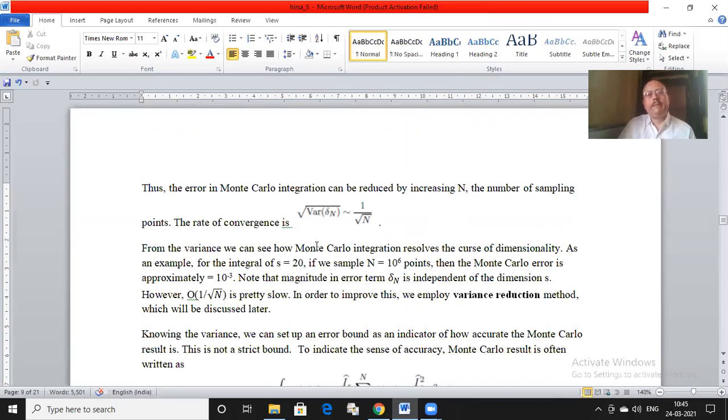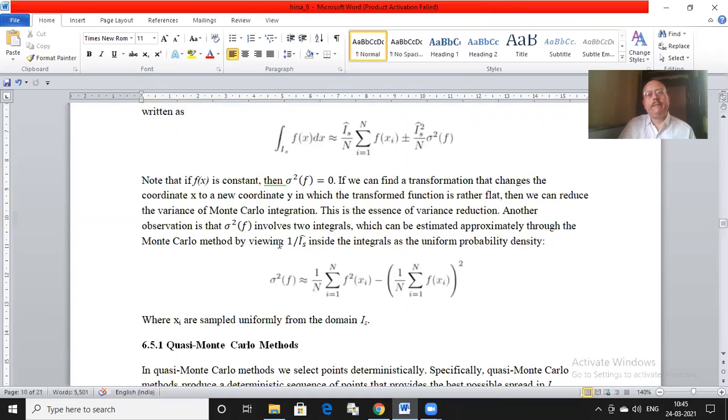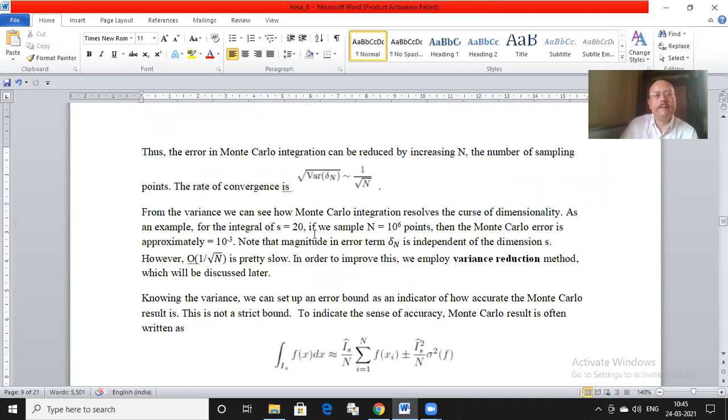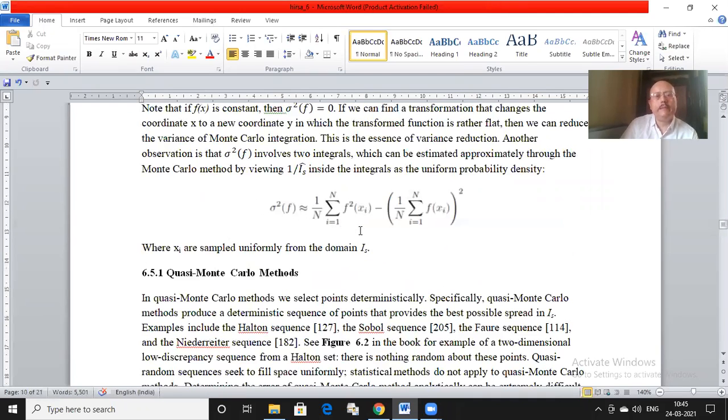Which can be estimated approximately through the Monte Carlo method, again by viewing this 1 by N hat inside the integral as the uniform probability density. So sigma square f can be thought of as an integral over a uniform probability density, and then sigma square f can be written approximately as this summation minus this sum whole square, where again the summation replaces the integral through the law of large numbers, where xi are sampled uniformly.